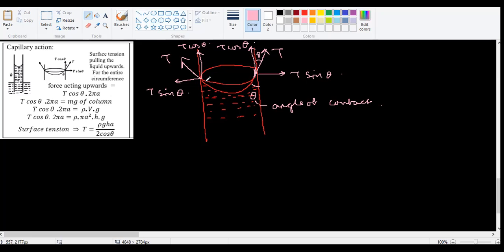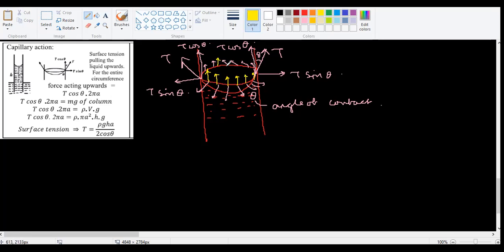You can imagine that, just for simplicity, I'm showing only the 2 ends. That will happen at all the ends. The T sine theta will be acting everywhere it is touching the glass, similarly on the other side also. Again, it's a 3-dimensional picture, very hard to show properly. This is the best I can show. Just because I'm drawing here doesn't mean that it's only here. It's on every side. What about the T cos theta? The T cos theta should be acting on all the sides. There will be a T cos theta here, here, and here. Everywhere there will be a T cos theta.